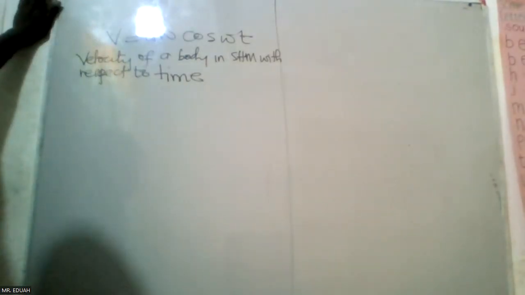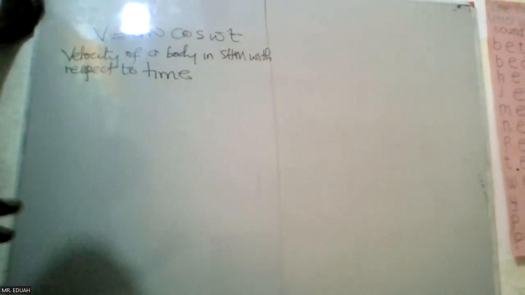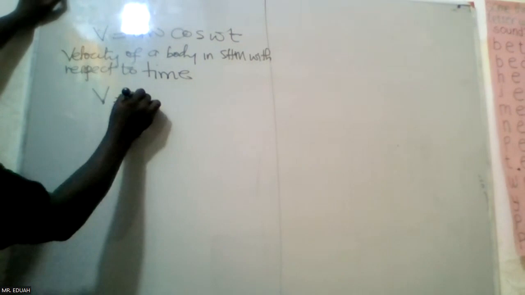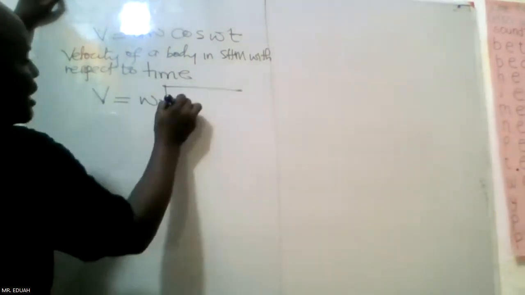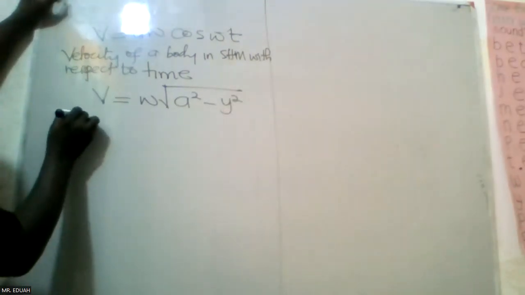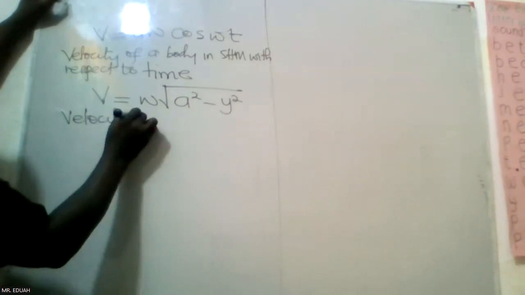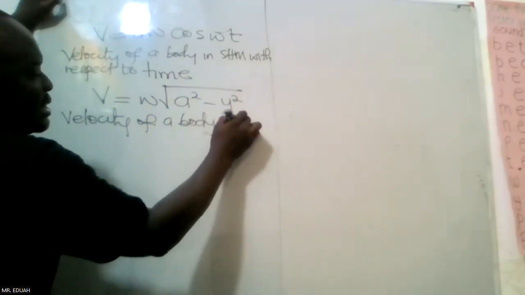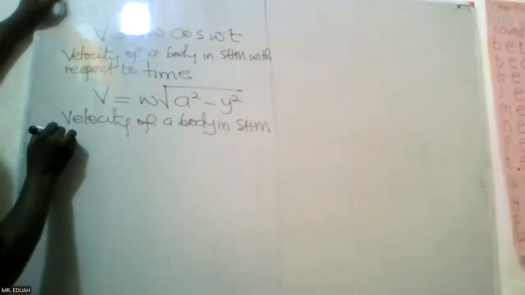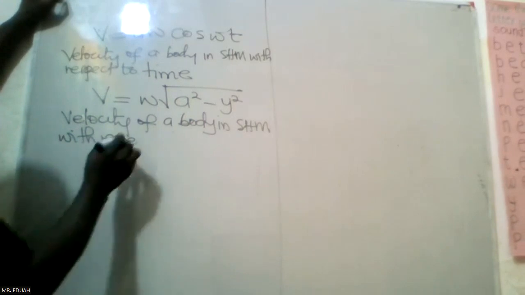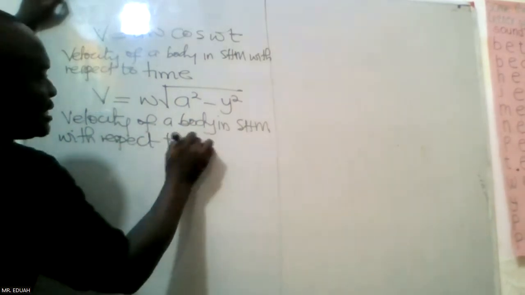Then we determined the velocity of a body exhibiting simple harmonic motion with respect to displacement. So v is equal to omega times the square root of A squared minus y squared. This is the velocity of a body exhibiting SHM with respect to displacement.